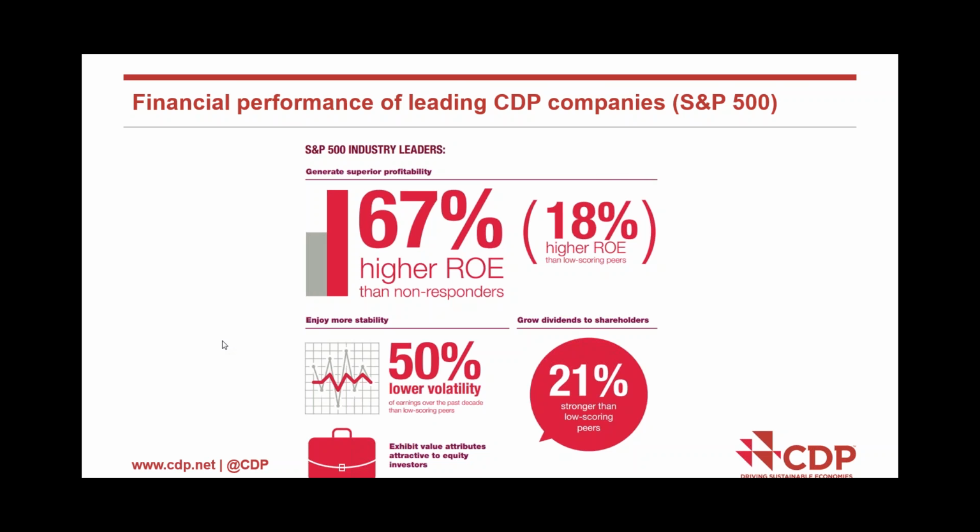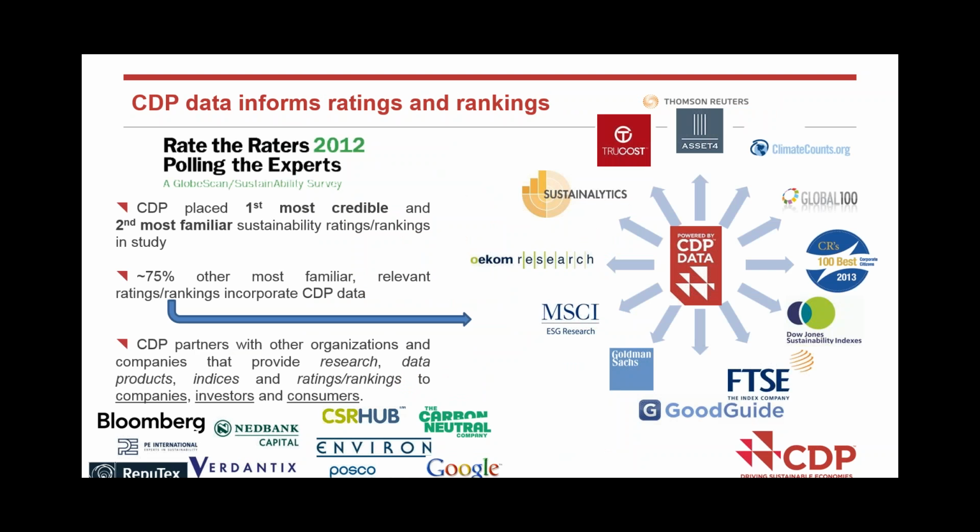On the next slide, you can see that CDP data informs the market in a large variety of ways. On several Rate the Raters polls from sustainability, we were rated the most credible and one of the most familiar sustainability rankings in the world, and our data in the market, from the Dow Jones Sustainability Index to MSCI's work, TrueCost, now EcoVadis, SEDEX, were used in Goldman Sachs Biz Data. You could find our data on the next slide.